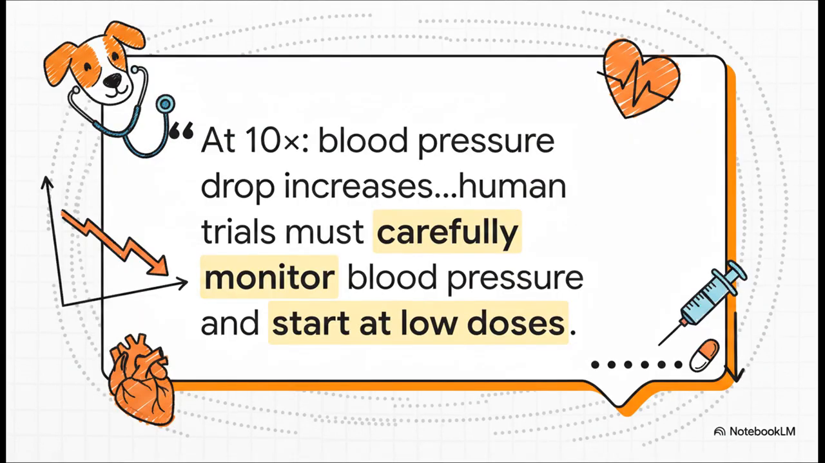And here's a perfect example of why this stuff matters so much. Let's say in a dog study, our popcorn medicine caused a drop in blood pressure, but only at doses way, way higher than what we expect to use in humans. Now, this doesn't kill the drug. Nope. Instead, it sends a crystal clear message to the clinical team. For your phase 1 trial, you have to monitor blood pressure like a hawk, start with a super low dose, and increase it very, very slowly.